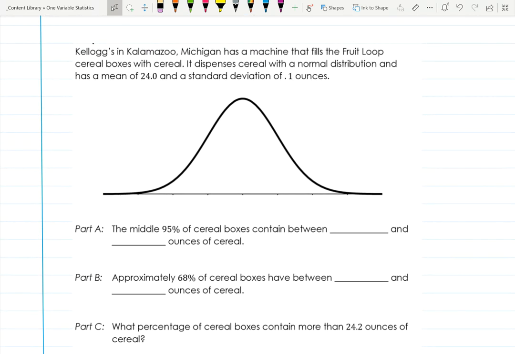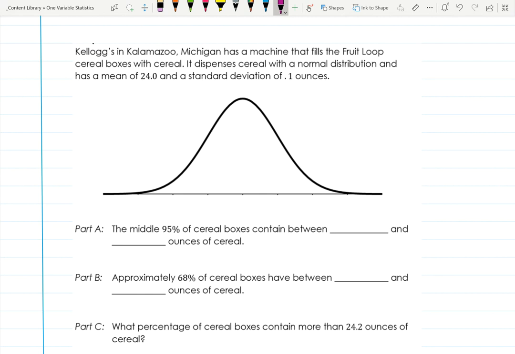So Kellogg's in Kalamazoo, Michigan has a machine that fills the Fruit Loops cereal boxes with cereal. This is not people doing it, but it's telling you it dispenses cereal with a normal distribution, with a mean of 24. I was thinking that was ounces. So 24 ounces and a standard deviation of 1/10 of an ounce.